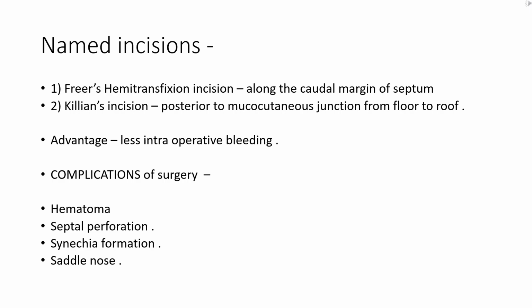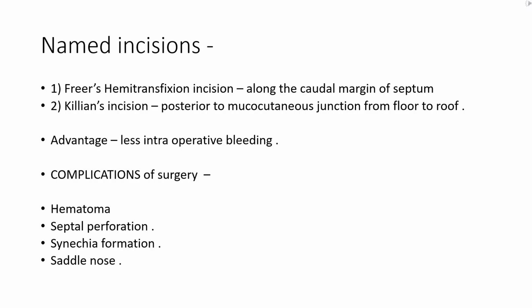Here, I'm going to tell you about a few named incisions that we give in surgeries. First is Freer's hemitransfixion incision. It is a very common incision for septal surgeries. It is given along the caudal margin of the septum. The only disadvantage of this particular incision is that it cuts through a relatively vascular area, so it may lead to increased bleeding during the procedure.